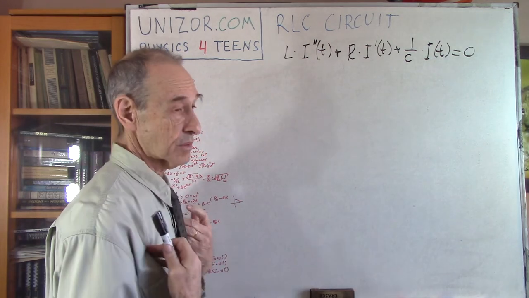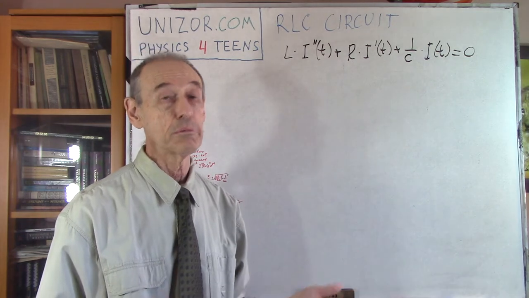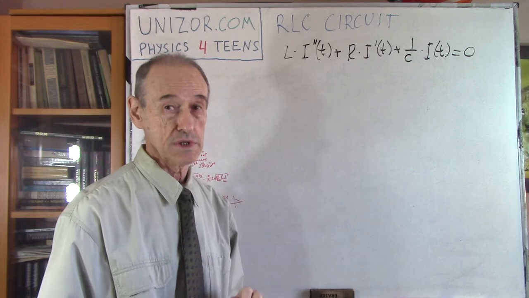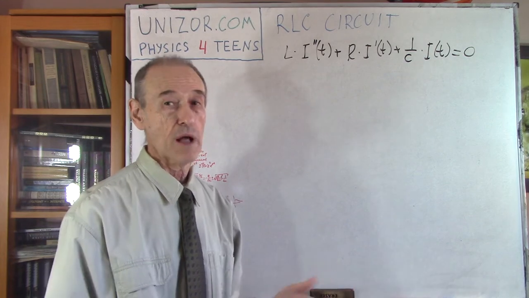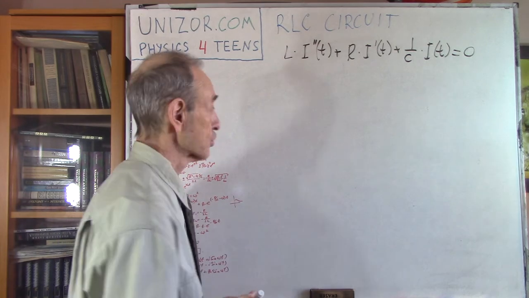So my problem right now is just to find two particular, partial solutions to this equation. And basically, the combination of these two solutions with any coefficients would be a solution.